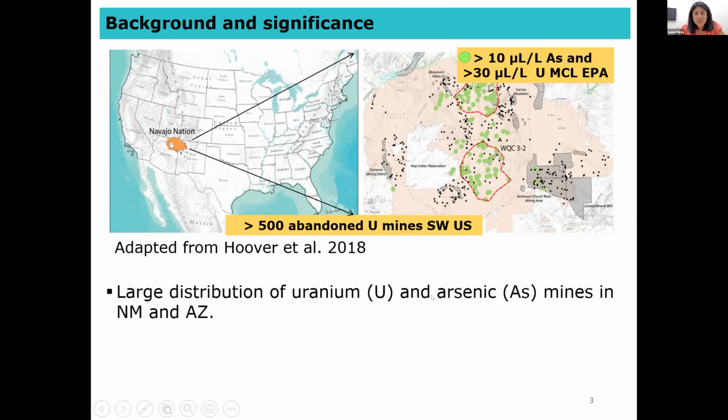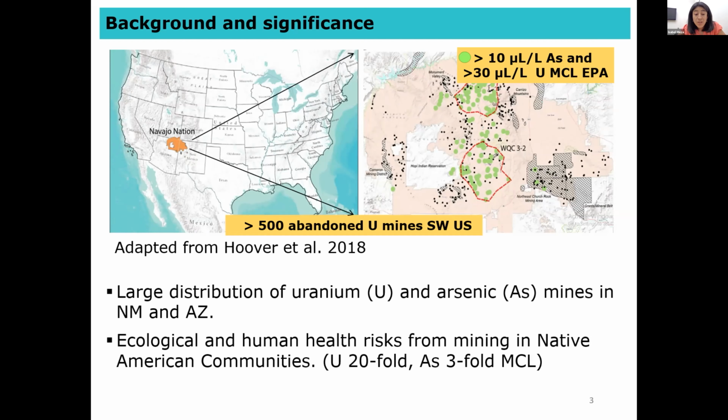Because of this large distribution of uranium and arsenic in these areas, specifically New Mexico and Arizona, we know that there is an ecological and human health risk from mining in Native American communities. We're talking about 20-fold higher uranium concentrations and 3-fold higher arsenic. And the remediation definitely will cost billions of dollars.